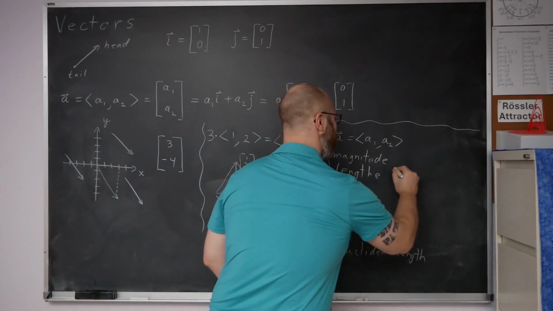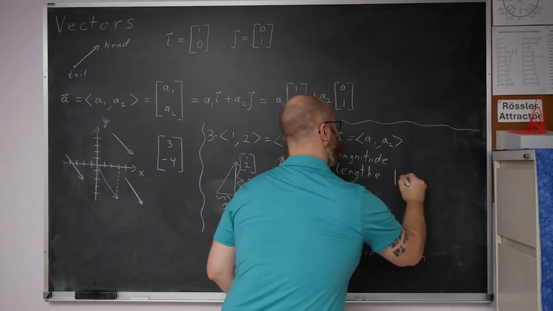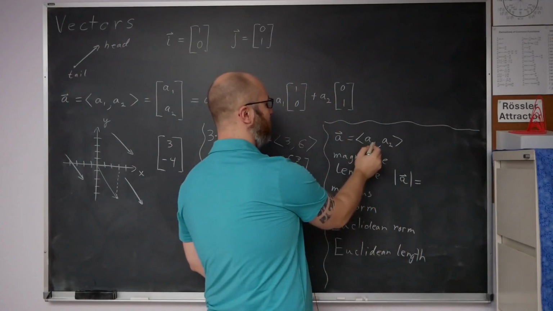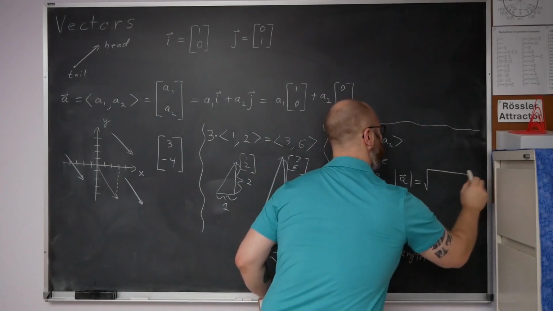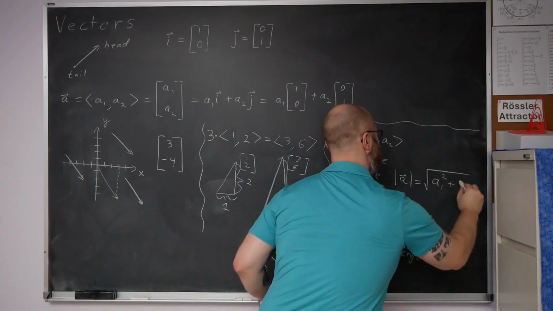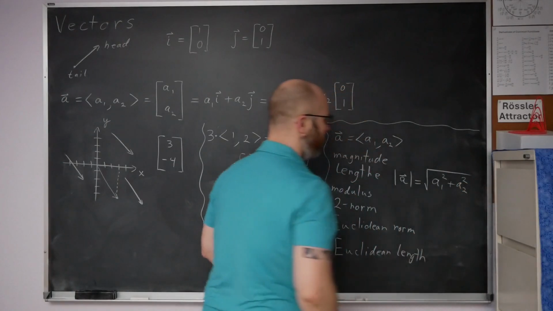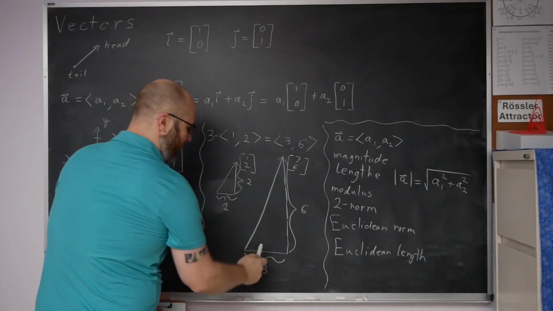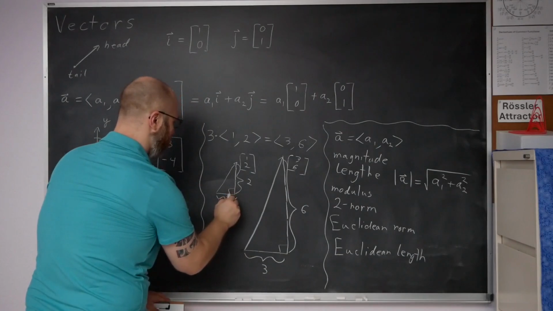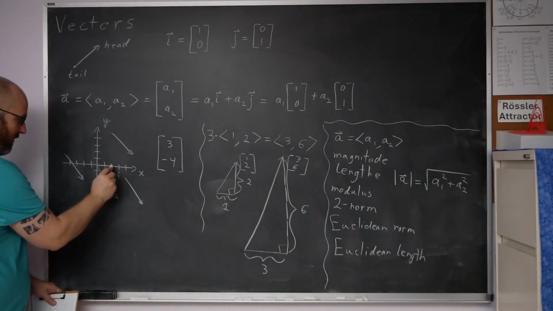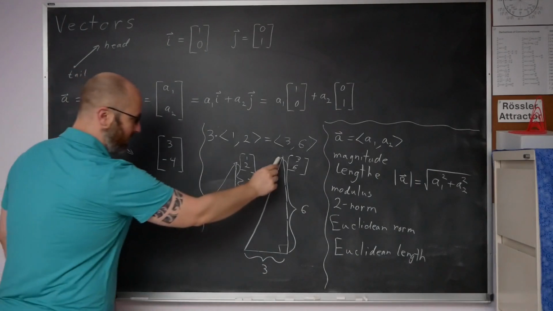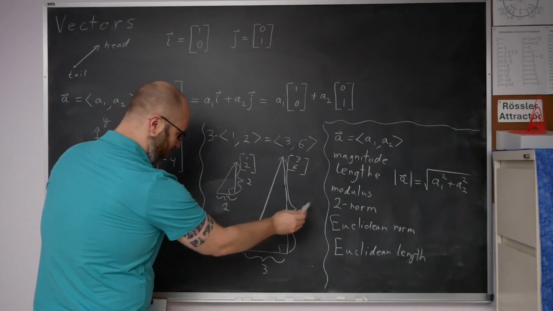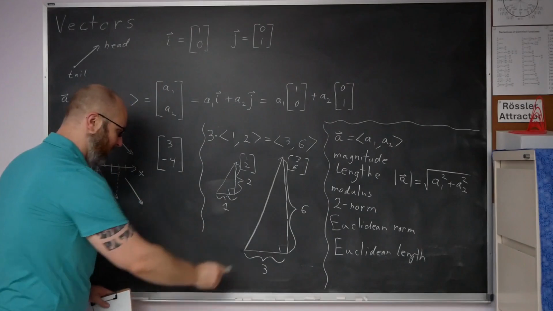We write this usually as vertical bar, a vector, vertical bar, and it's just the Pythagorean theorem on each of the components. So I get a1 squared plus a2 squared, and then square root. Then right here, that makes sense. So if I wanted to figure out the length of this side, which is the magnitude, I would take the square root of 3 squared plus 6 squared, and that would give me the length.